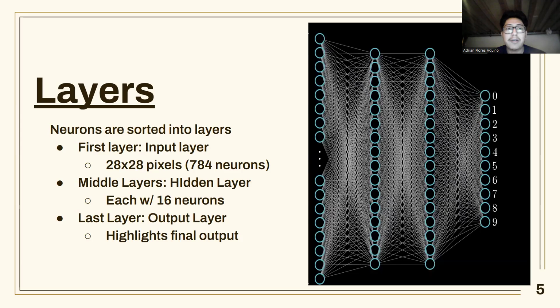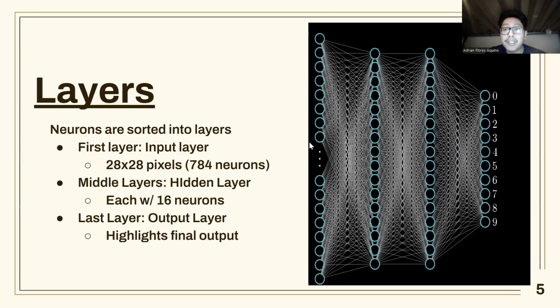Talking about the neural network, as you can see, there are four layers here. You guys might not know what each layer does, so I'll be talking about what it pretty much is. The neurons are sorted into layers, as you can see, the little circles. The first layer would be considered the input layer. In the input layer, like I said before, it's going to be 28 by 28 pixels, which is a total of 784 neurons.